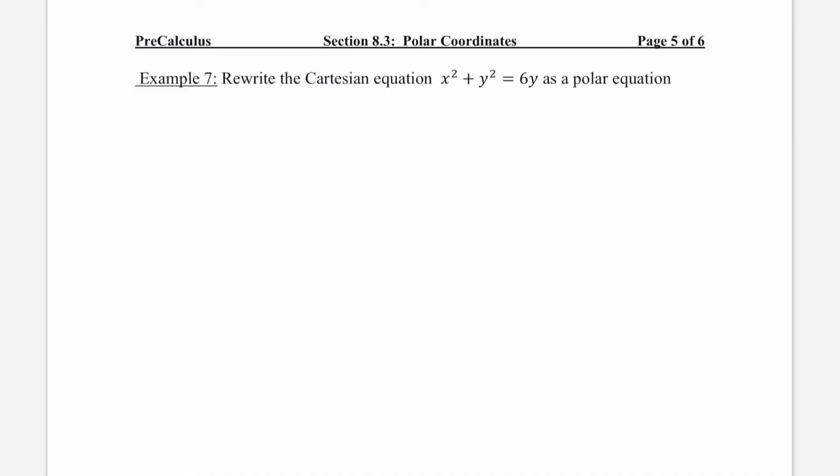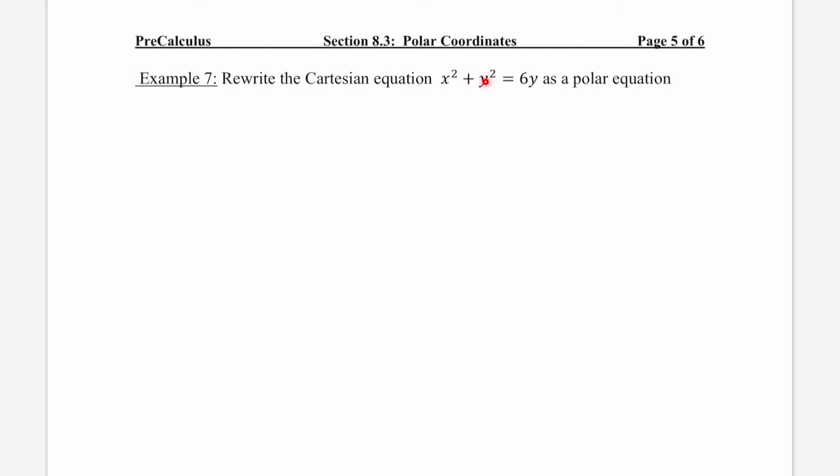Example 7. Rewrite the Cartesian equation x squared plus y squared equals 6y as a polar equation. Cartesian equations are equations in terms of x and y, and they want you to write it as a polar equation, which involves r and theta. I'm looking at the equation here and trying to see if there's any relationship that I can use. x squared plus y squared.